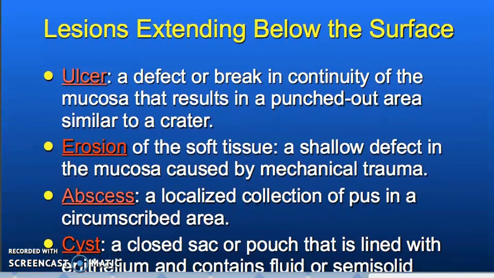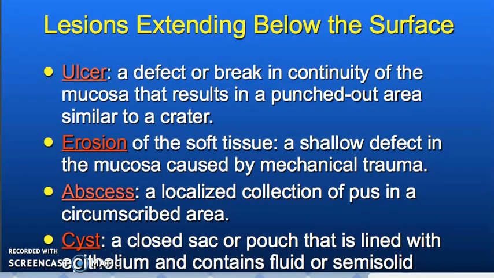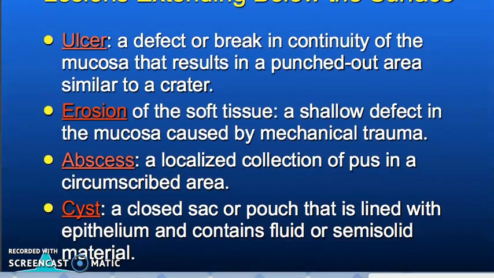Okay, looking at lesions that extend below the surface. Let's look at a couple of this terminology. We have ulcer, erosion, abscess, and then we have cyst. So let's look at the ulcer. I'm sure everyone has either experienced or knows someone that may have had a mouth ulcer. So it's a defect or a break in the mucosa that results in a punched out area similar to a crater. So in other words, it extends below the surface and kind of dipped out. So it's a break in the tissue.